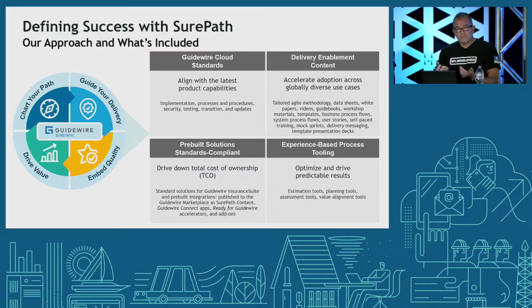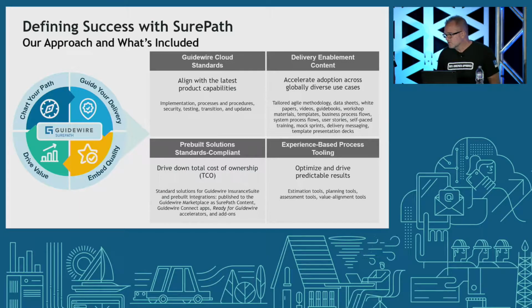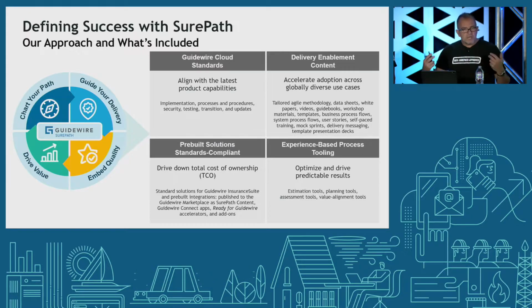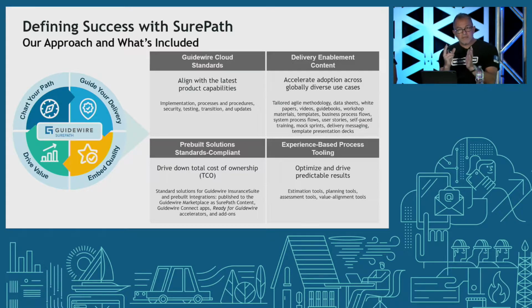What that is bridging functional gaps, perhaps in product capabilities because we're phasing functionality in over a series of releases, or it's common integration patterns that are very common and typical globally. These are the pre-built solutions, and they're all about driving down the total cost of ownership. And then finally, we have the experience-based process tools, which includes things like our experience-based estimation tools, project planning tools, tools that assess the health of the project and allow you to make course corrections for when things go off track, and also tools that help you focus on value. This is what we mean by SurePath and everything that it entails.